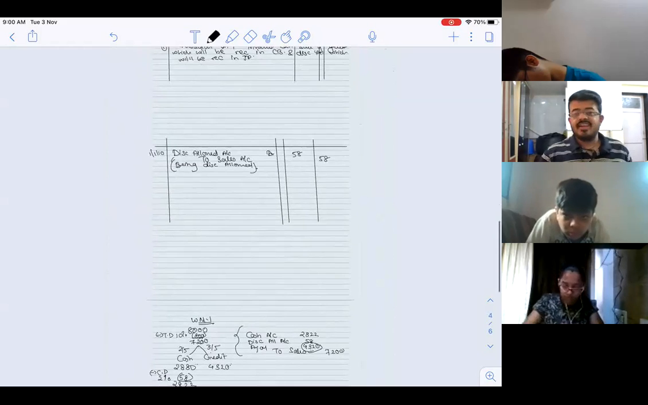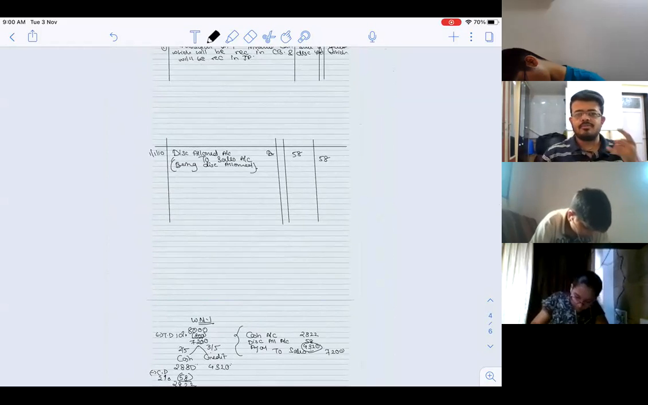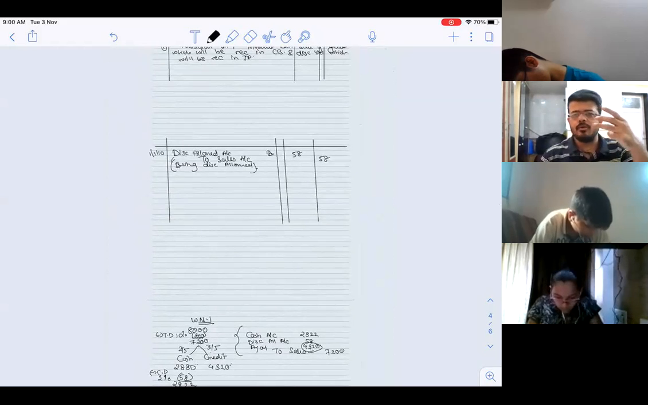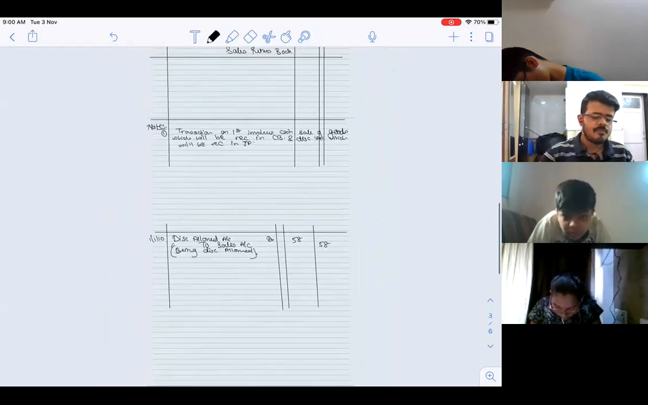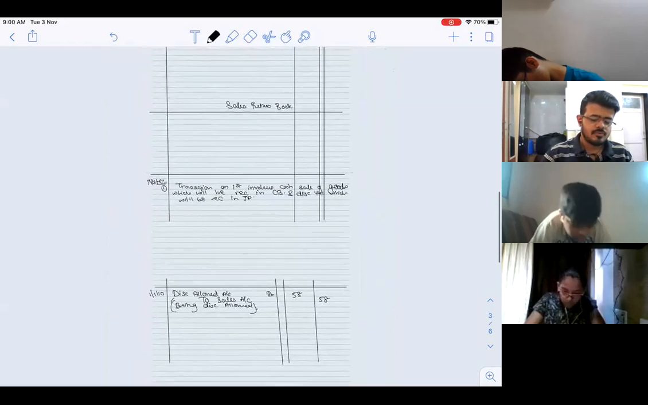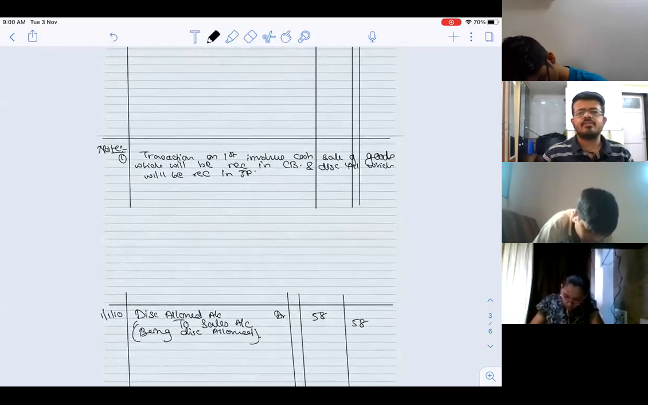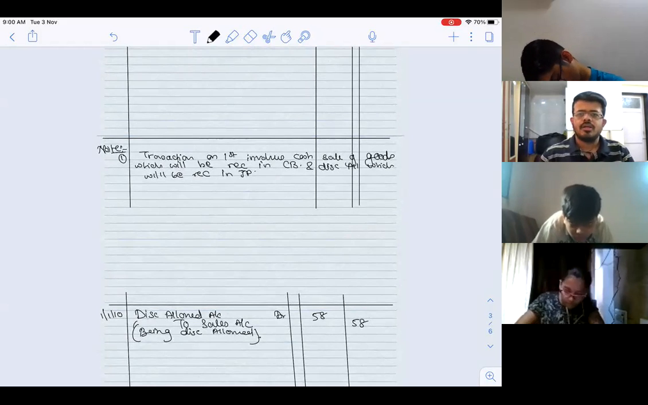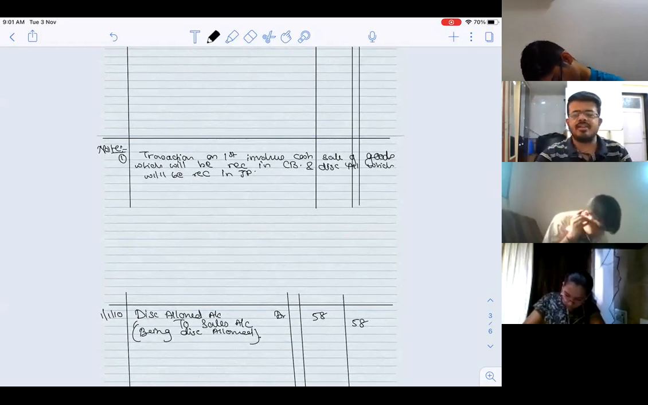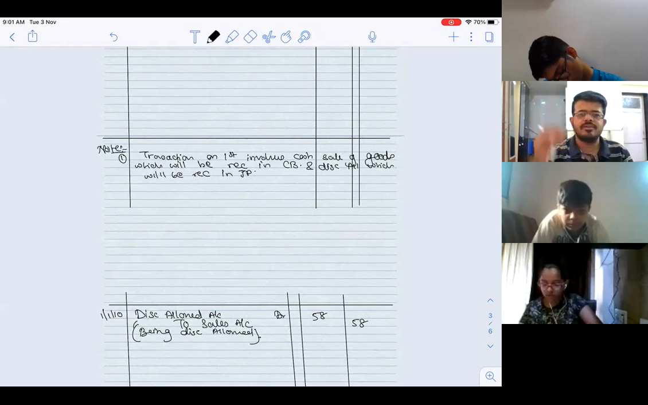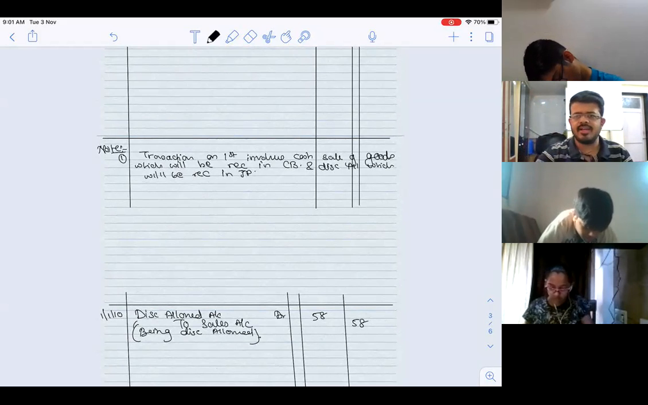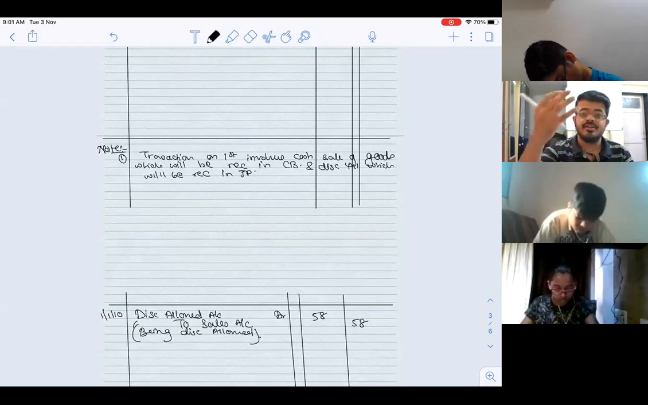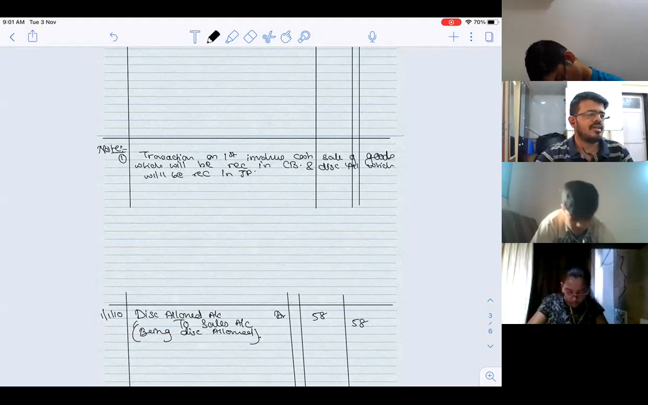So transaction एक था, लेकिन it got split up into 3 parts and went into 3 different books. Note is here. Transaction on first involves cash sale of goods and discount allowed, which will be recorded in cash book and journal proper. So it went in 3 books. Did you understand that split up part? Cash part went in cash book, discount allowed went in journal proper, non-cash expense, and credit sale went in sales book.